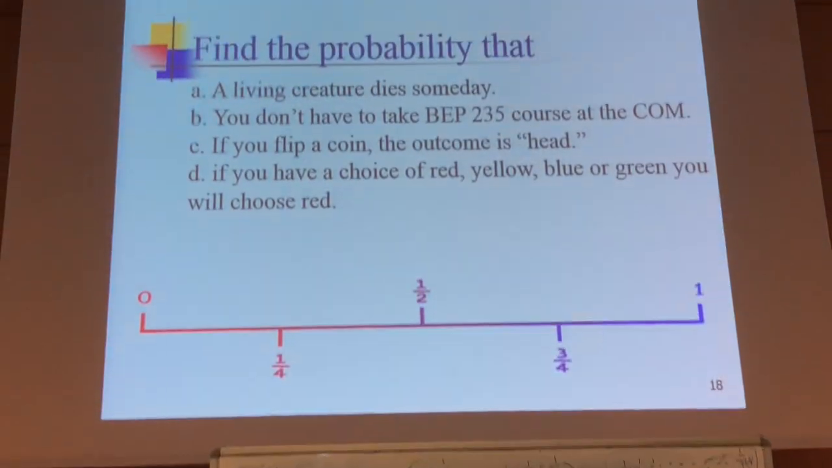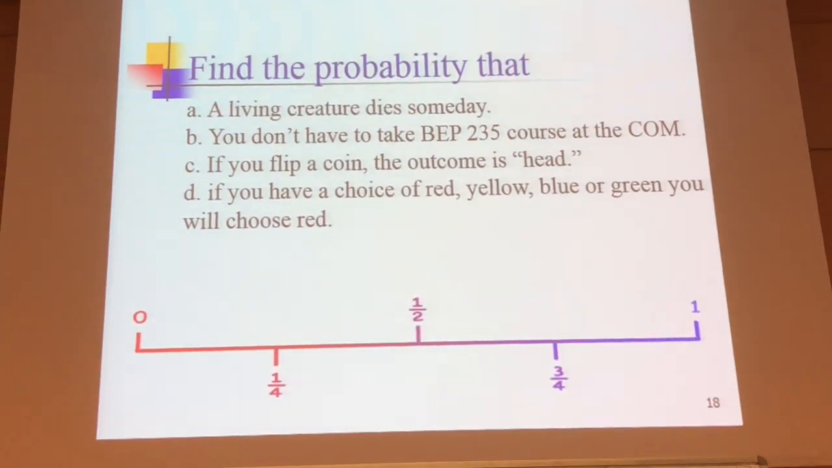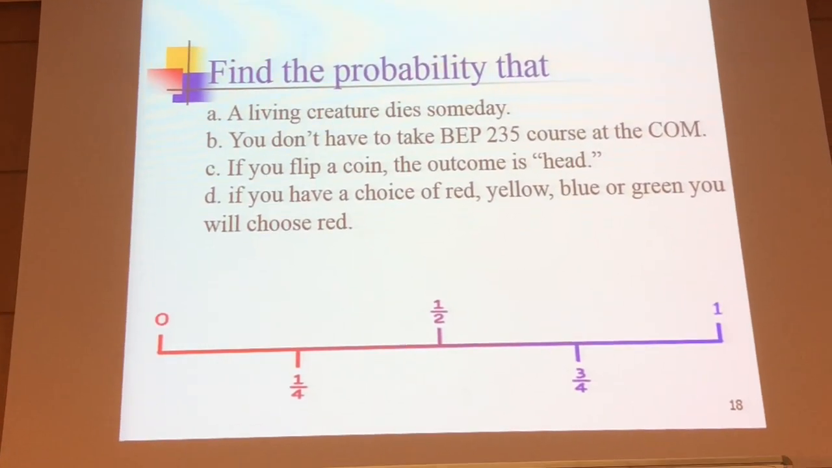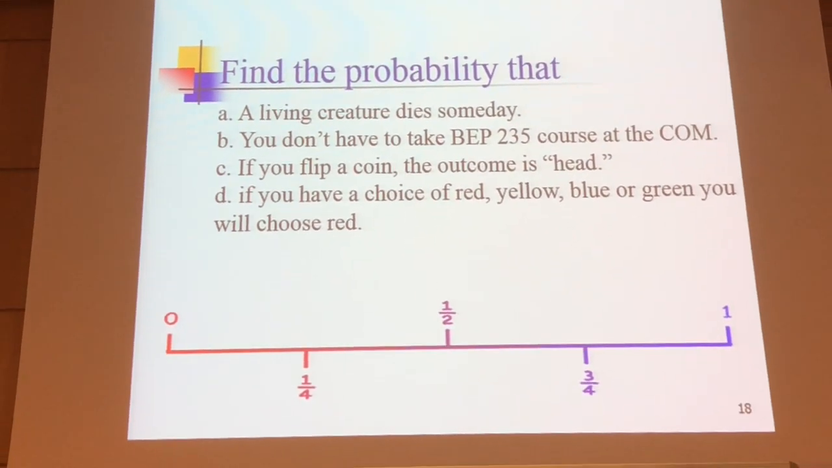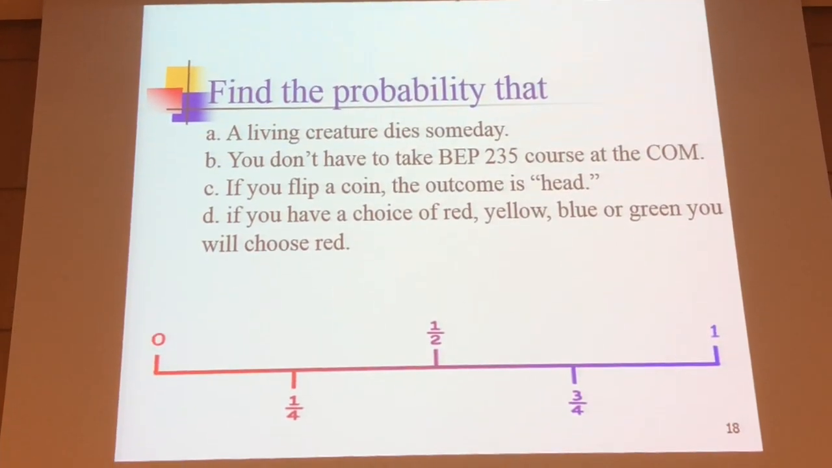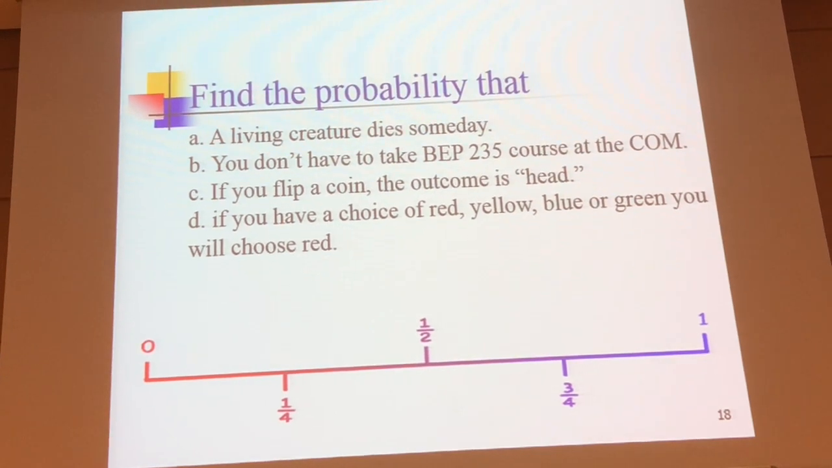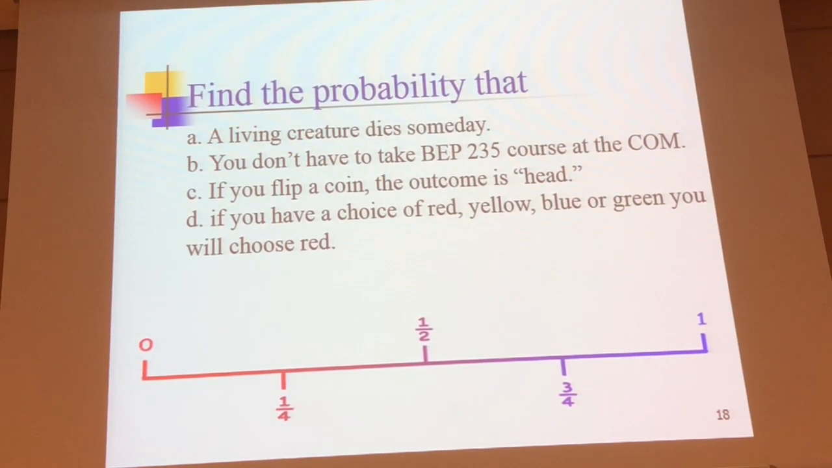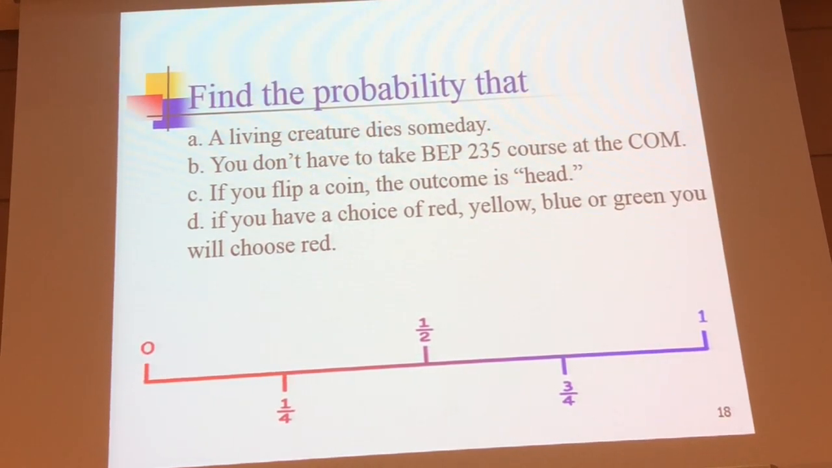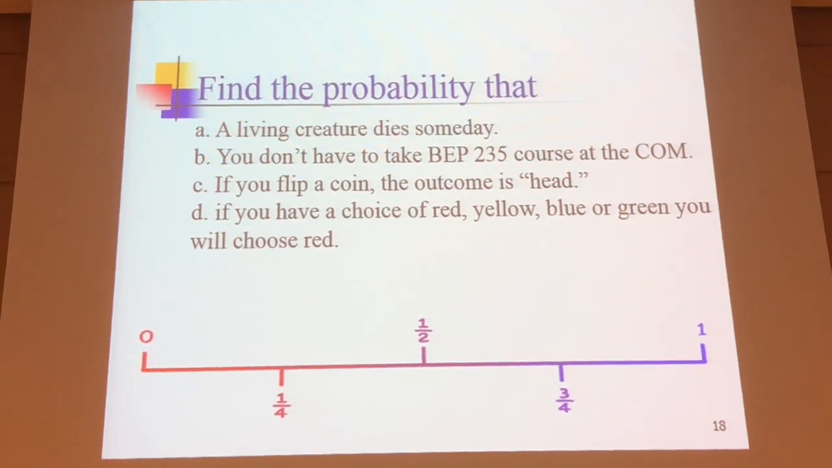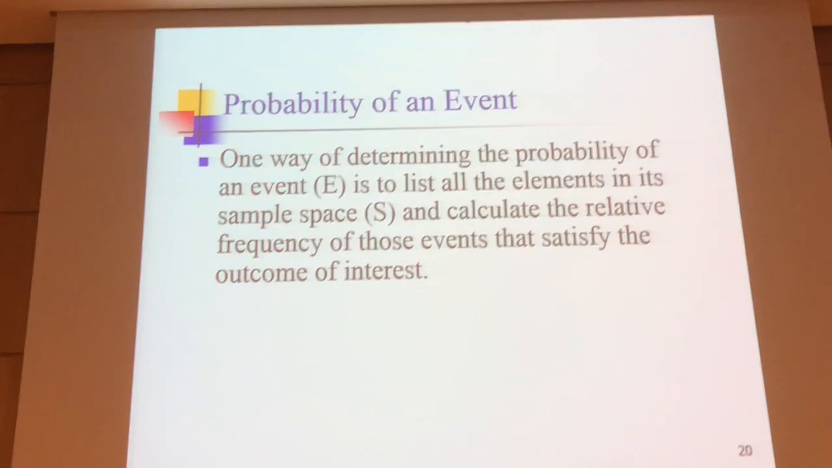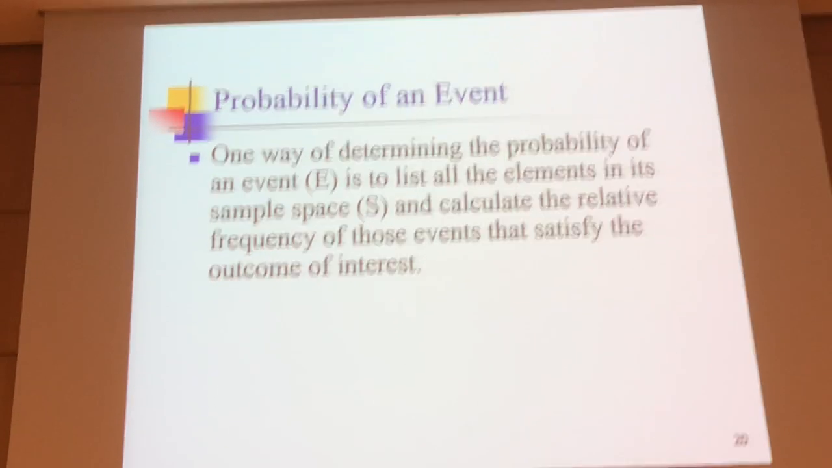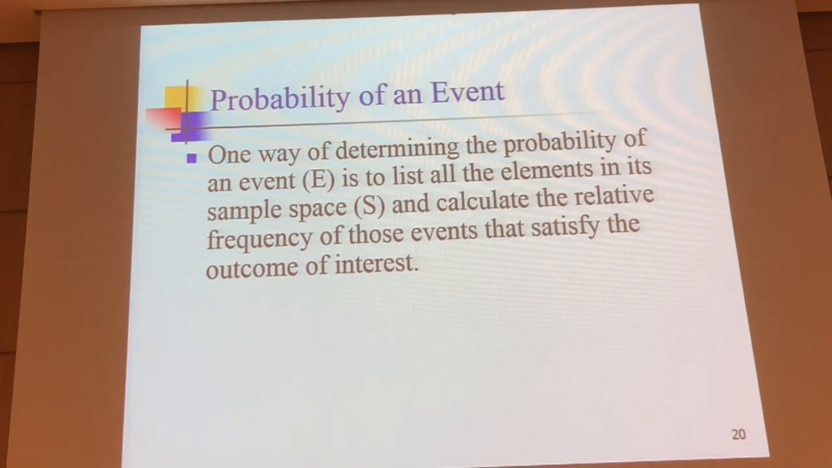A living being dies someday. What's the probability of that happening? 100%, exactly. If I flip a coin, the outcome is heads: 50%. If you have a choice of red, yellow, blue, or green, those are 4 choices, and we only want red, so 1 out of 4. So this is one way of determining it.